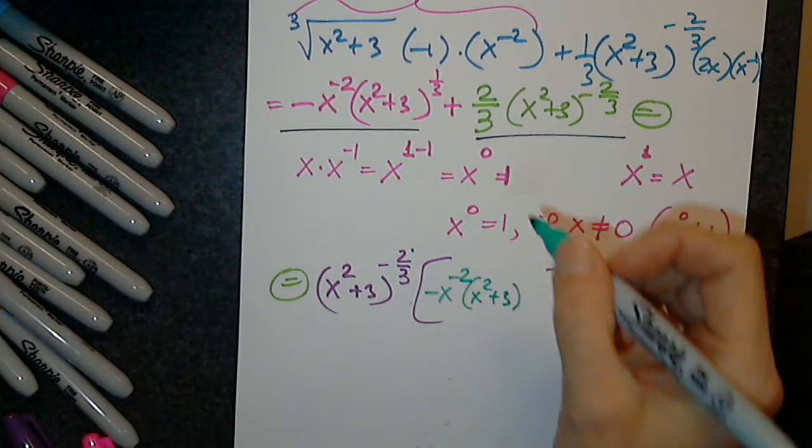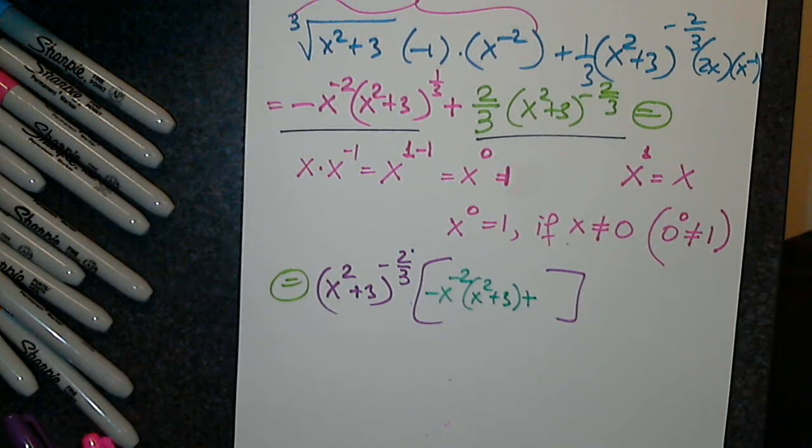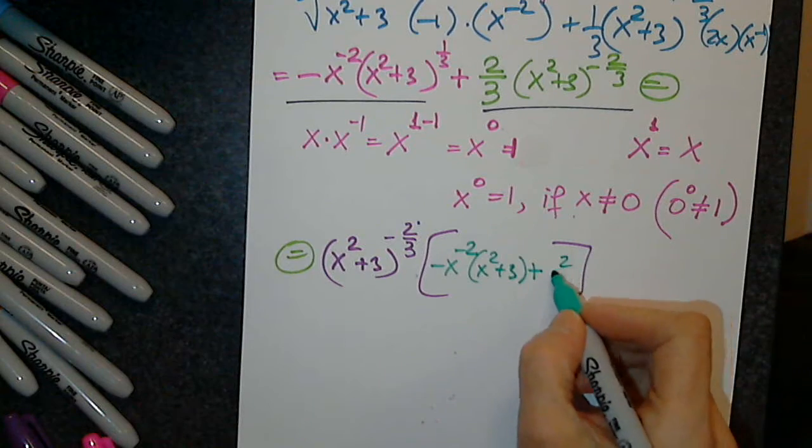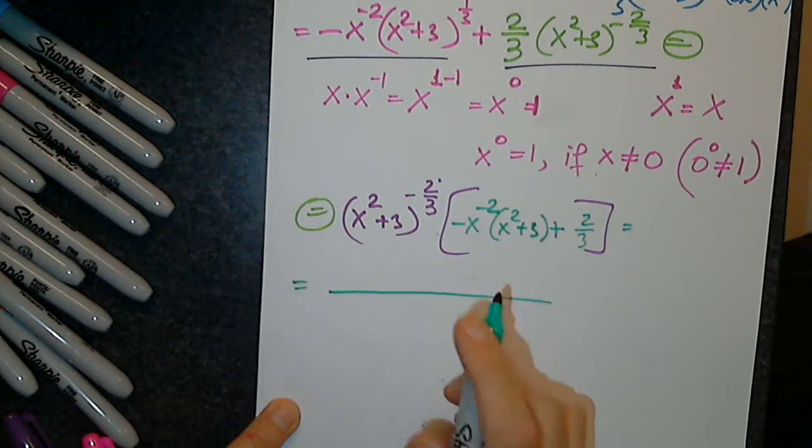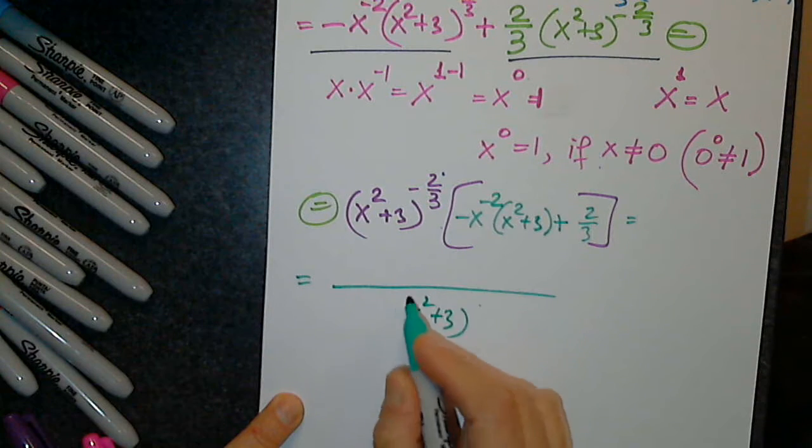Now I reach the plus. What is left? 2/3. Very good. So this goes to the denominator as x squared plus 3 to the 2/3.